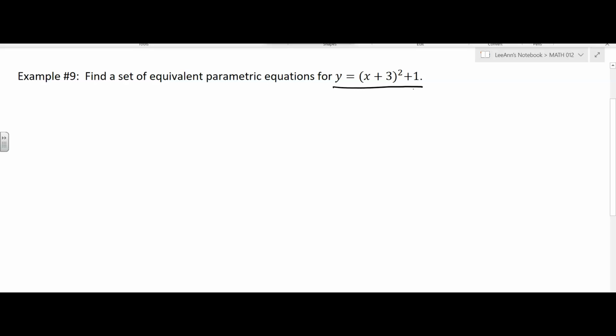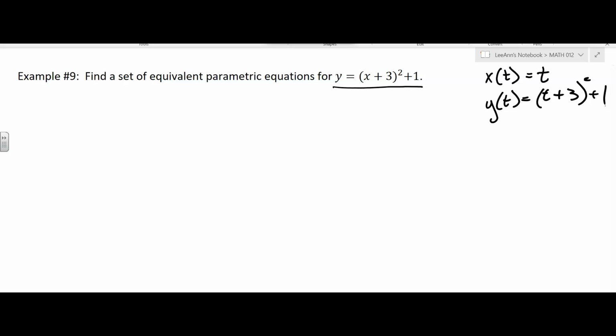And so you might say, oh, let's let x equal t. That would be the easiest way to do it, right? So I guess I should say x of t. Well, x of t equals t. And so then you would have y of t is equal to (t plus 3) squared plus 1. And maybe you would want it that way for a particular reason.